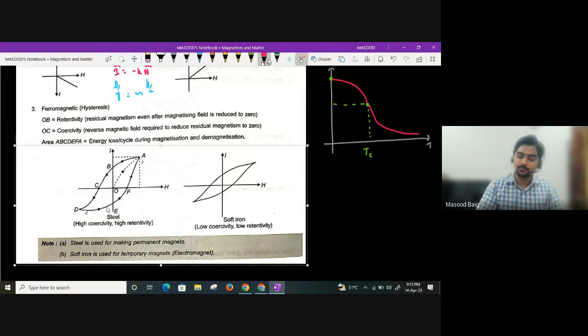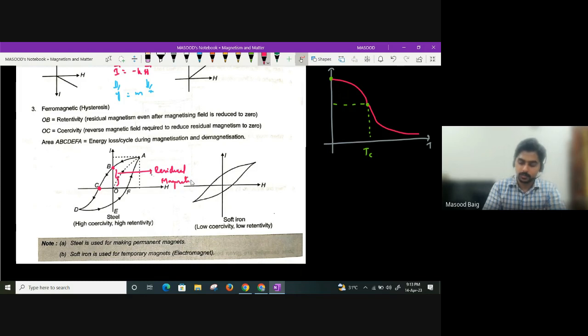So we will majorly focus on 2 points. This is one point, this is one point. Let us talk about OB point, guys. Where is this point B? Is it on Y axis? So what is the value of X axis here? 0. So what will this value be? It is the residual magnetism left in a material when the applied magnetic field is turned off. So this will be called your residual magnetism.